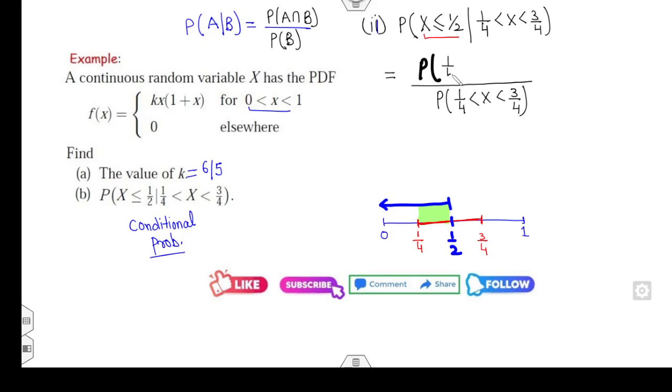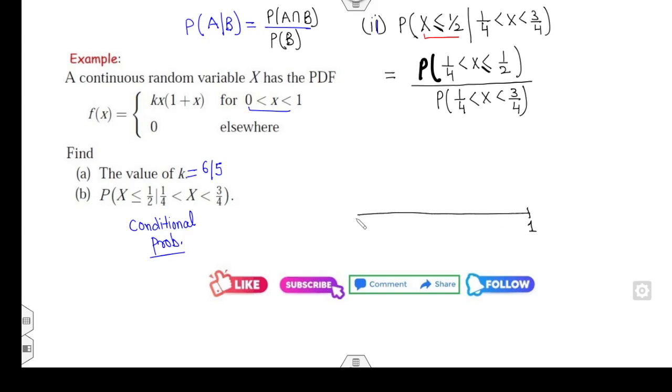It starts from 1 over 4, and it goes to 1 over 2, because 1 over 2 has the equality. So I can write this number as equality. Understood? Let me explain once again. Firstly, you can write the domain. Domain is my 0 to 1.